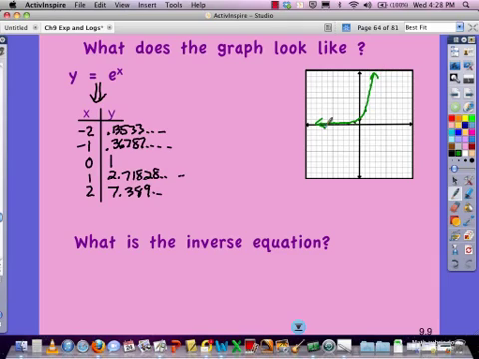Versus if we do that same thing and we want the exponential, we know in writing that would be x equals e to the y. We can't do that. So the question is, what is the inverse equation? And that's what we said was now our natural log form. So in order to graph that, we should get these same points written in the opposite direction.